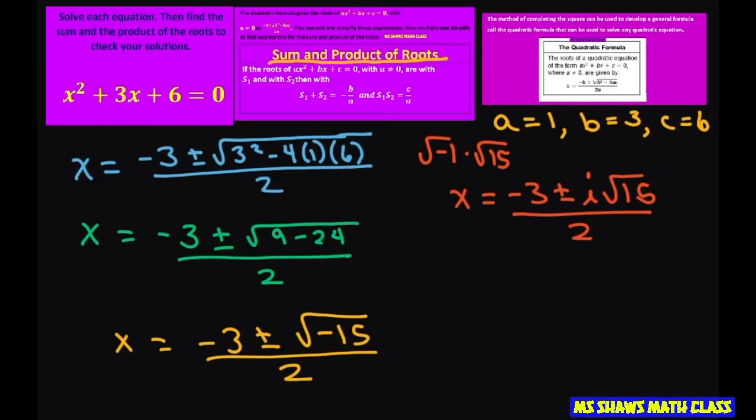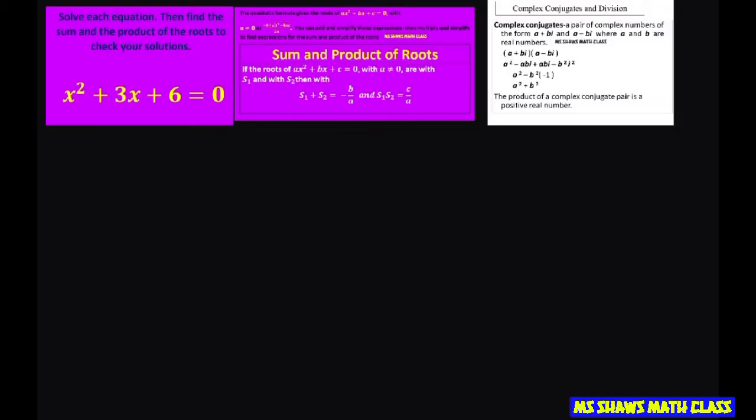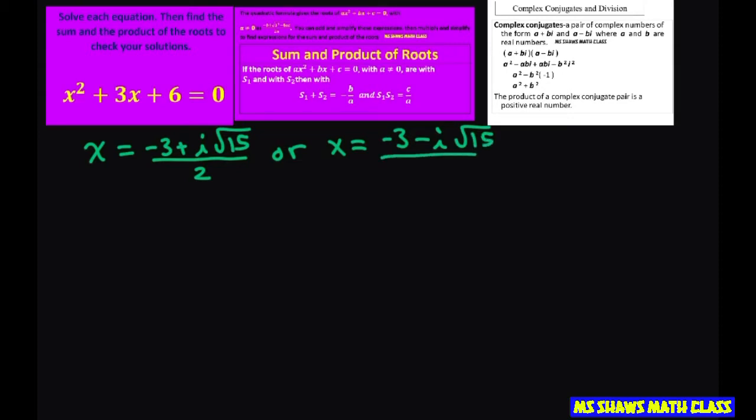So let me write those down. And now we're going to go to the sum and product of roots. So our two solutions are x equals negative 3 plus i times the square root of 15, all divided by 2, or x equals negative 3 minus i times the square root of 15, all divided by 2. Now, what we're looking for is our a, b, and c. Our a is 1, our b is 3, and our c is 6. So if we come up with this, then we did our equation correctly.